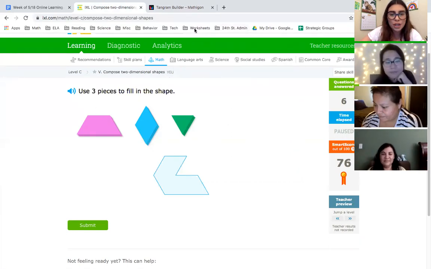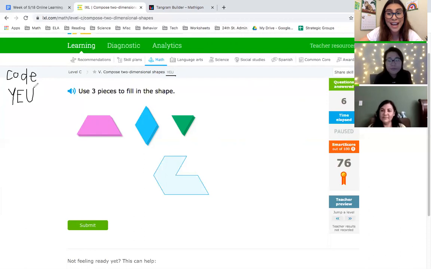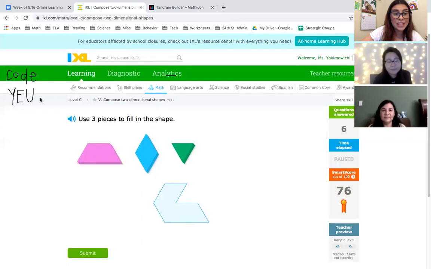And so the code for this is YEU, and I'm going to put it right here. So our code is YEU. And you know what to do. You grab your iPad, you click on the iExcel app, you find the magnifying glass, and you type in YEU, and then it should say compose 2-dimensional shapes. And that's all you're doing.